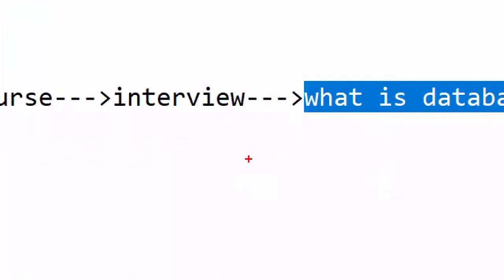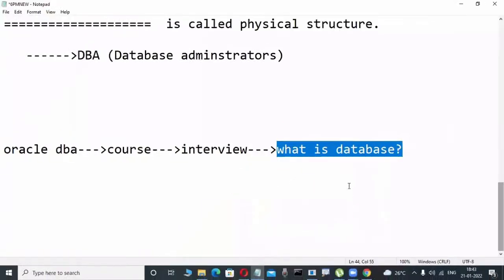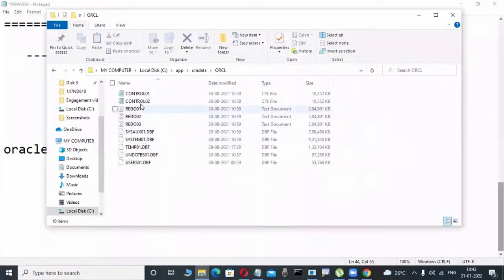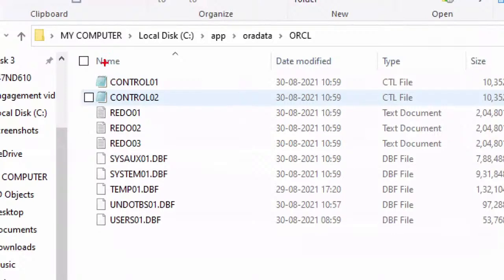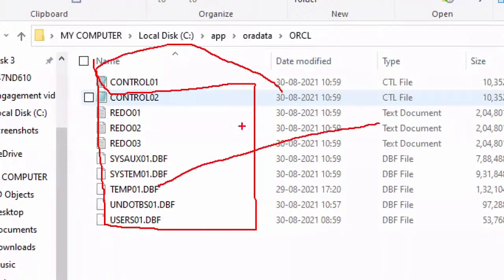Whenever I install Oracle software, some physical files are created on disk, and they are visible. Observe here: data files, control files, redo log files are there. That is why, for a database administrator, a database is a collection of data files, control files, and redo log files. That is the original, the physical phase on the D drive, where the data is actually stored.